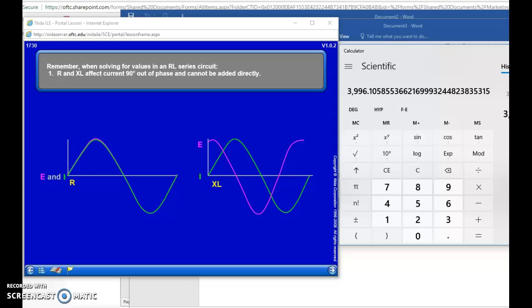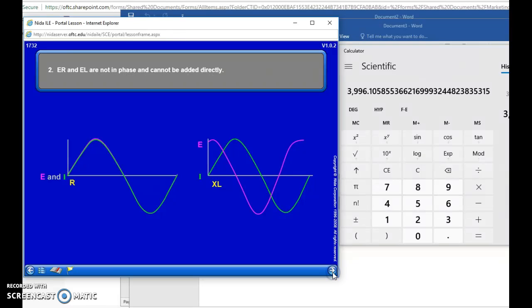Okay, so remember when solving for values in an RL series circuit, R and X of L affect current 90 degrees out of phase, and we can't add them directly. So all this we've been doing has proven that for sure. The voltage of the resistor and the voltage of the inductor are not in phase and cannot be added directly. IR and IL have the same phase, and thus current is the same at every point. So that is one rule that holds the same.